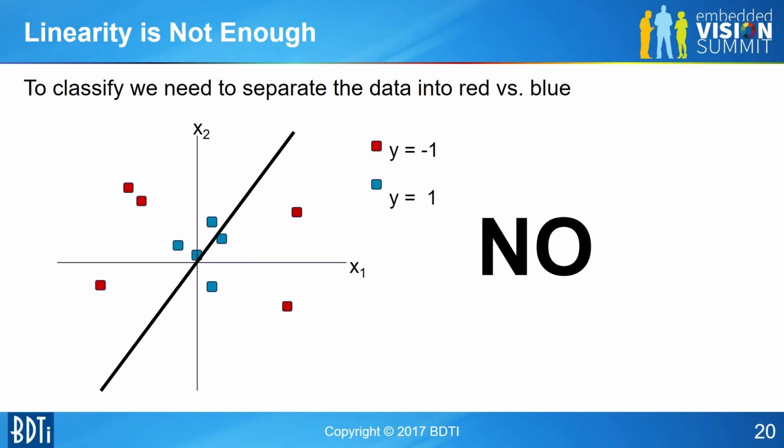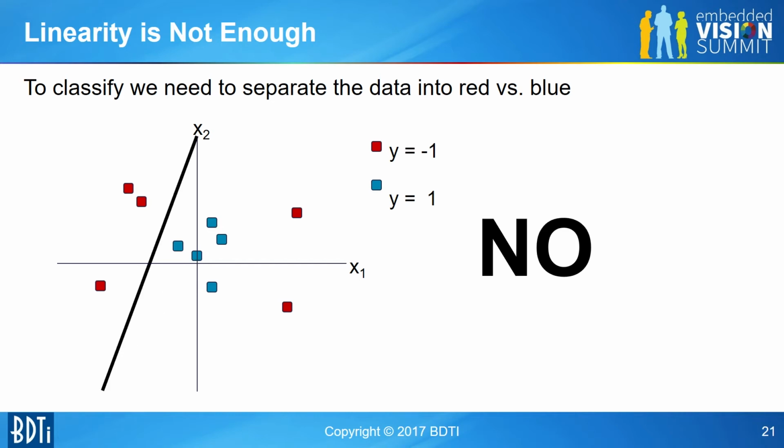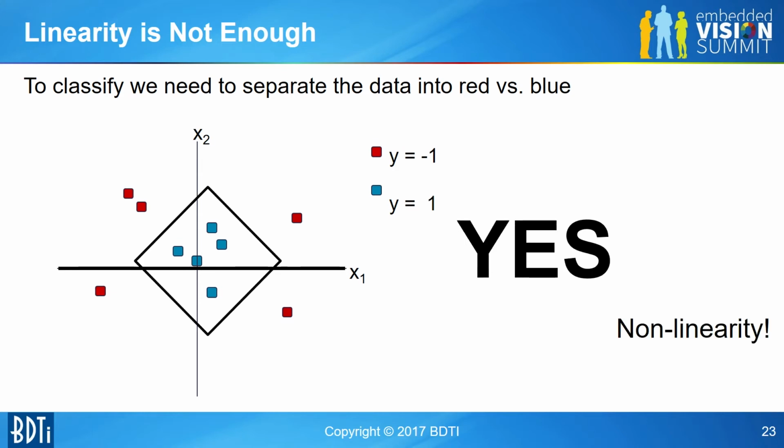I don't think we're going to be able to, right? No matter how hard we try, we're never going to be able to get a line that separates these two guys, armed with just a linear classifier. But if we introduce some nonlinearity, such as in this case, we've got this convex hull, we can actually separate the data into two clusters.